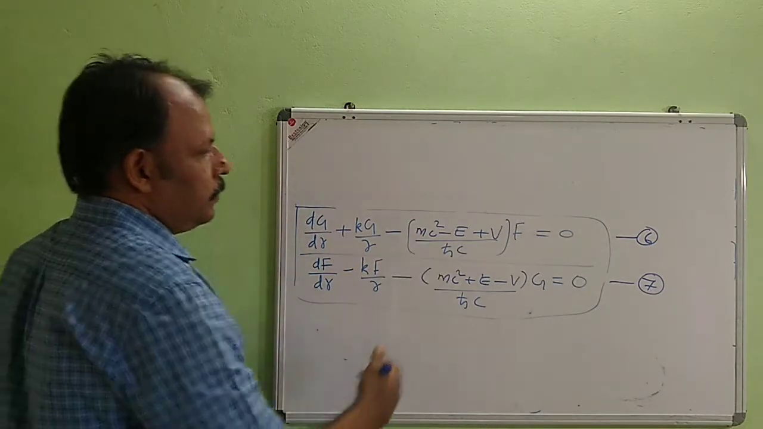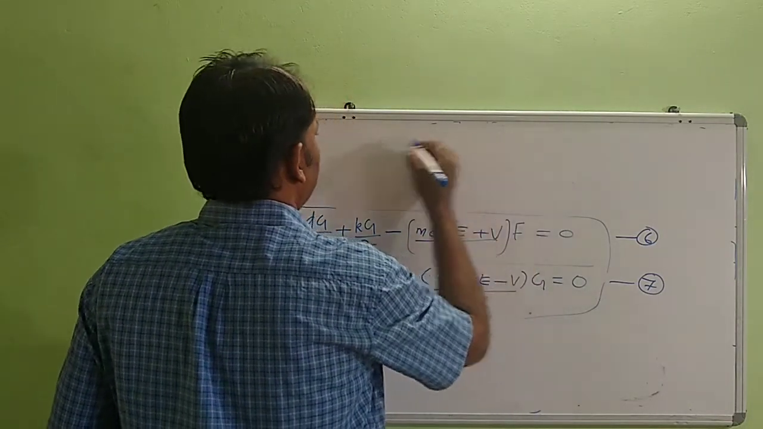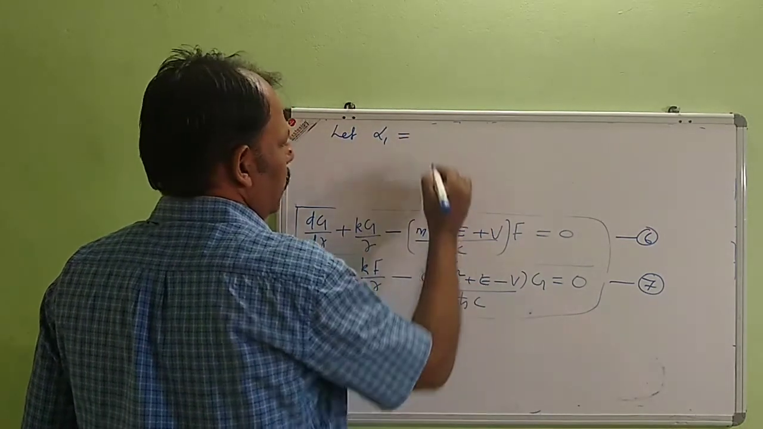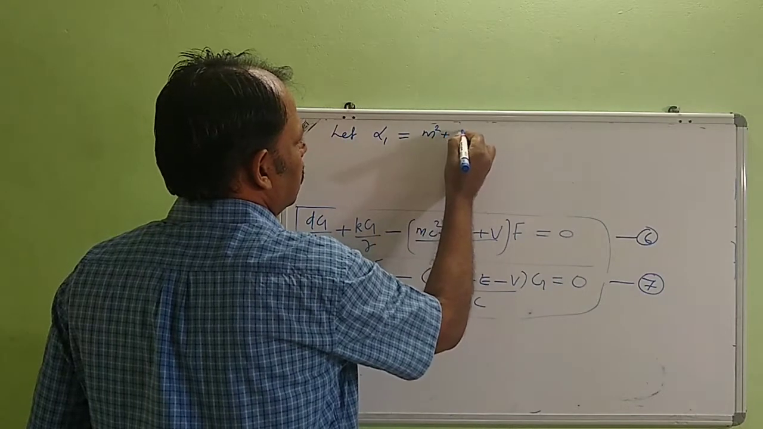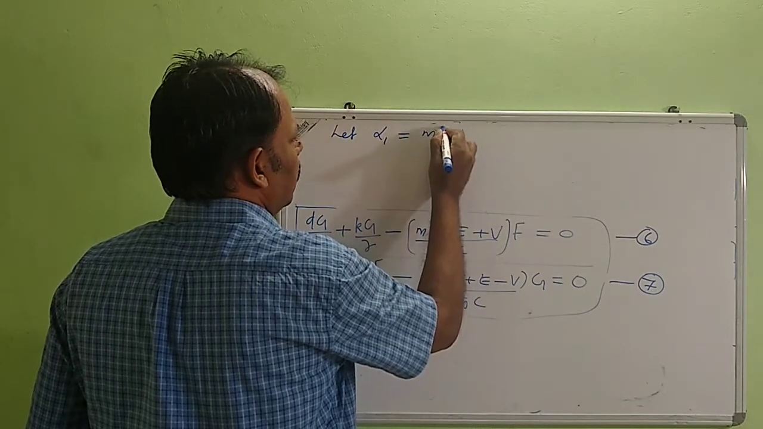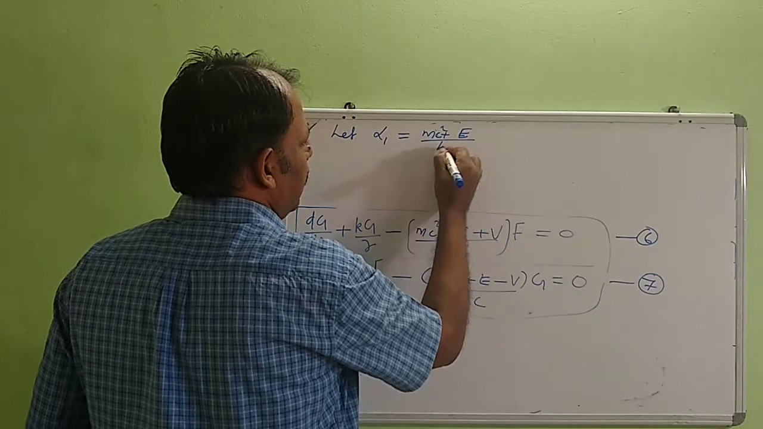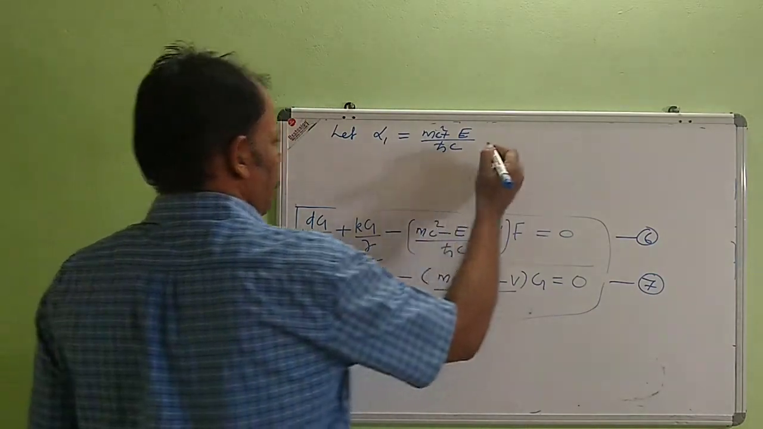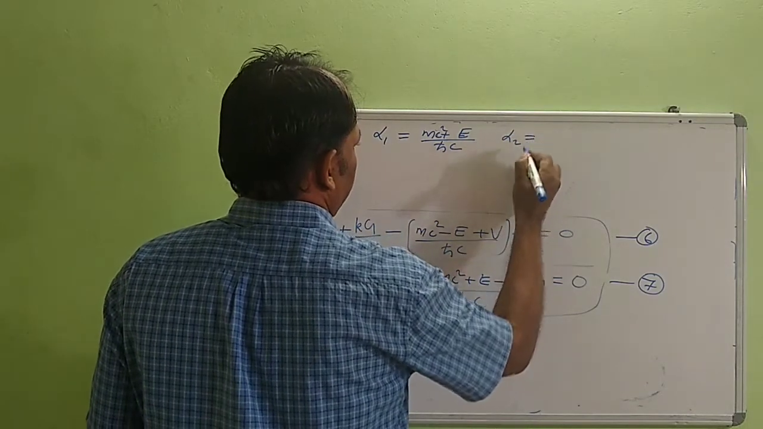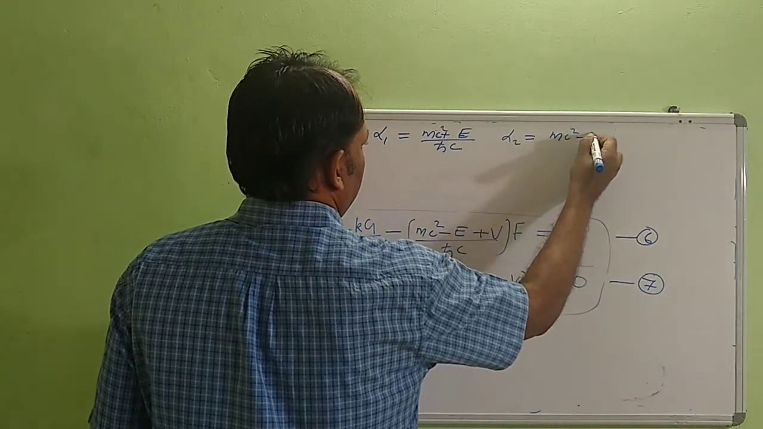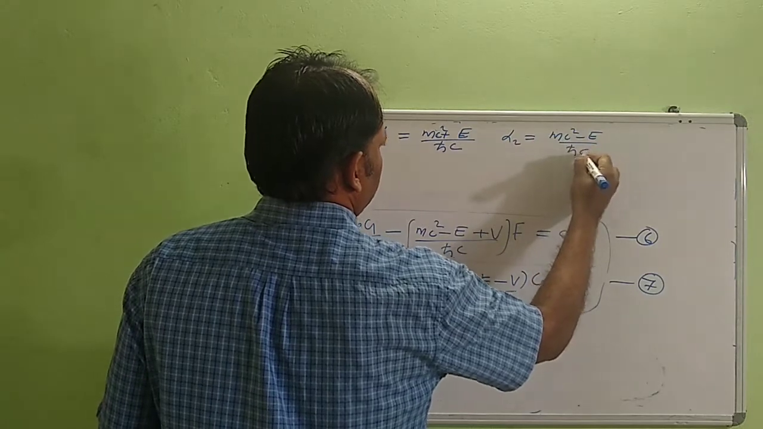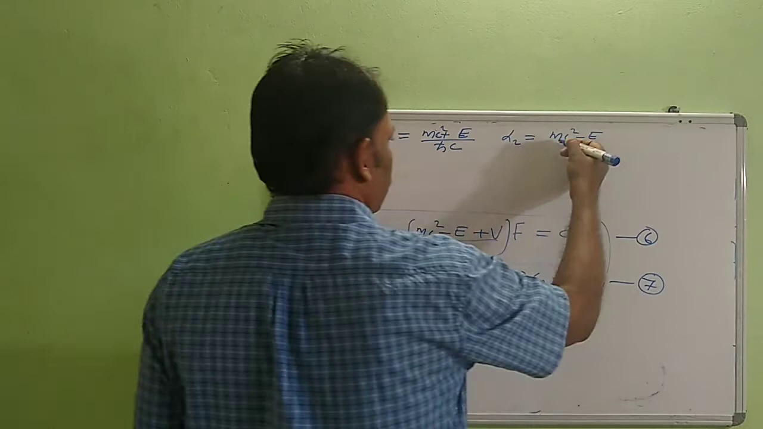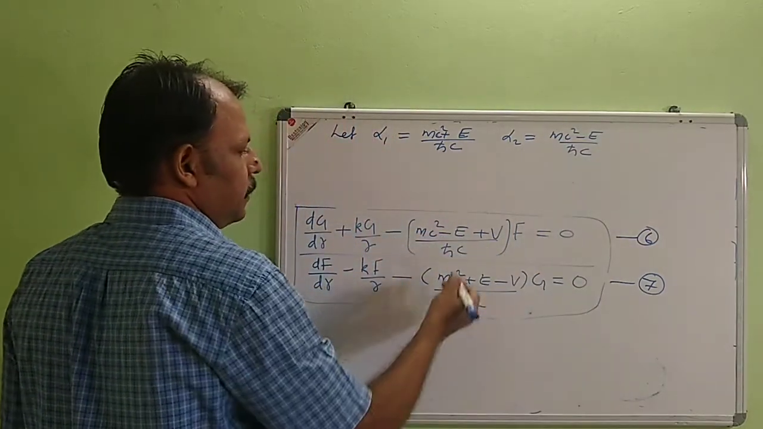And now we assume, I am giving a substitution, let alpha 1 equal to mc square plus e by h bar c. I am taking alpha 1 as mc square plus e by h bar c, and alpha 2 as mc square minus e by h bar c. Alpha 1 as mc square plus e by h bar c, alpha 2 as mc square minus e by h bar c.